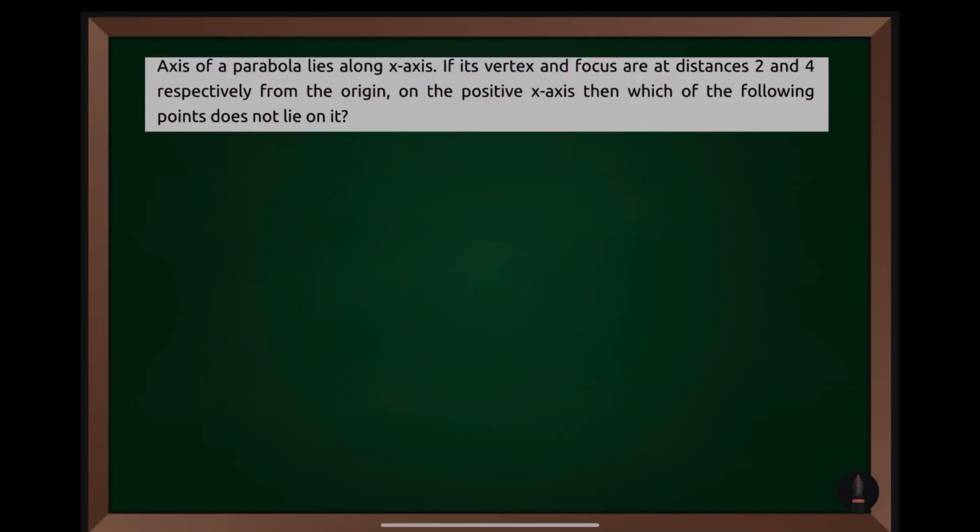Now look at this question. Axis of parabola lies along x-axis. Okay, so your axis of parabola is along x-axis. So let's try to draw the diagram.